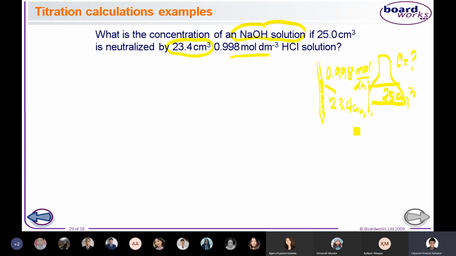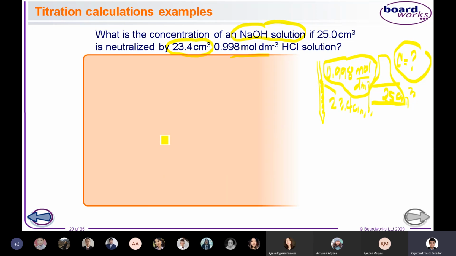So you would see now that the 25 cm cube of the base basically reacts with 23.4 cm cube of the acid. We know the concentration of the acid. So the only problem now is what's the concentration of the base? So how will you do this? Everybody, please take a look. I will show you the calculations for it one by one.